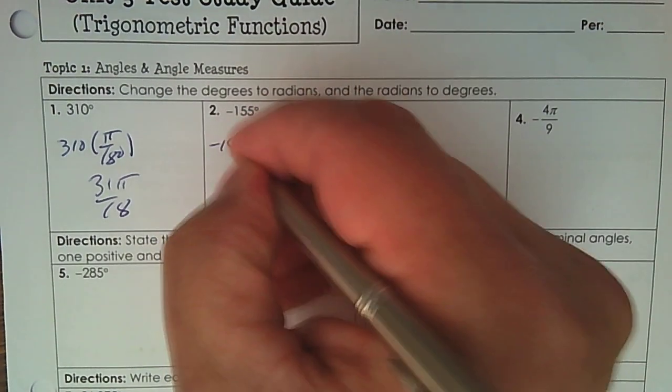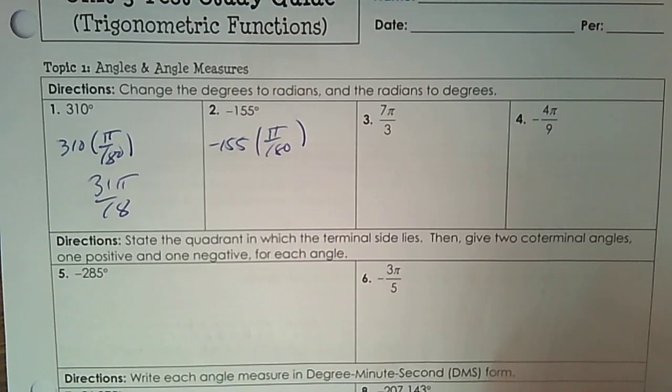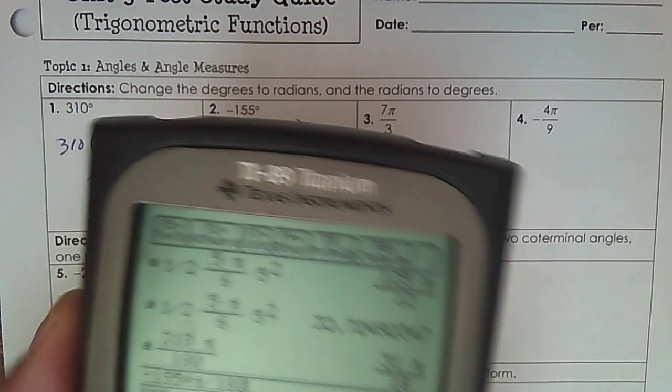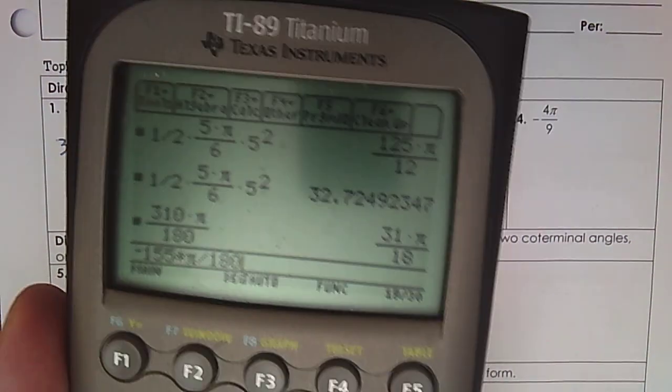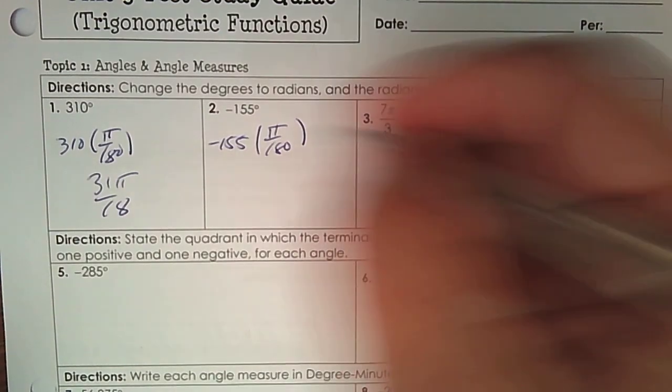How do I do that again? To change it to radians, I'm going to go pi over 180. So negative 155 times pi over 180. So again, this is what it would look like. And you get negative 31 pi over 36.